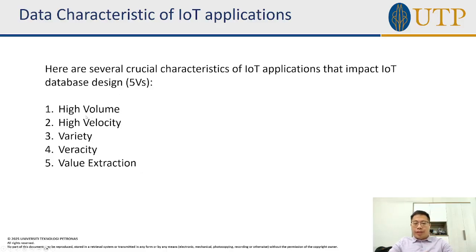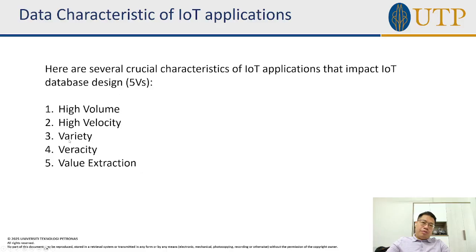Number one is high volume, and then high velocity. If you imagine that every sensor is sensing every minute, and there are 10,000 of them, you can imagine the amount is huge. The speed is a lot. The server will be receiving data non-stop.